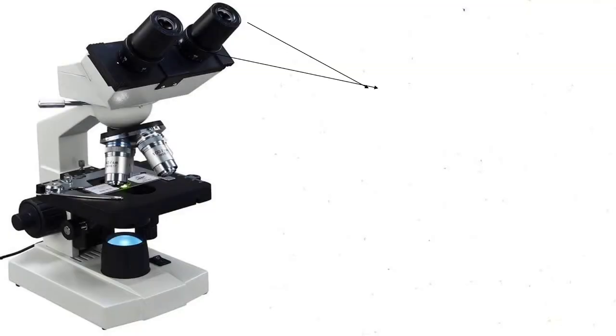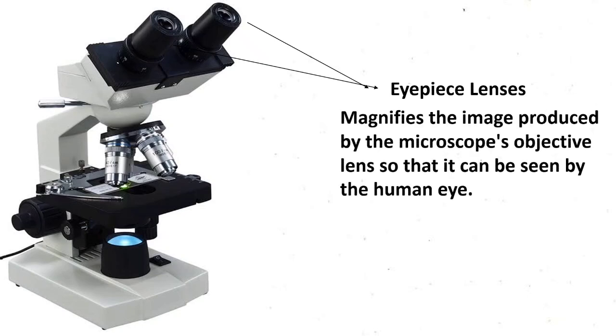What is the function of the eyepiece lenses? It magnifies the image produced by the microscope's objective lens so that it can be seen by the human eyes. All right. So remember, I told you that the objective lens will produce an image. And where is the objective lens? This is the objective lens. So any image produced here will be magnified here so that the eyes can see it. I hope you understand that now.